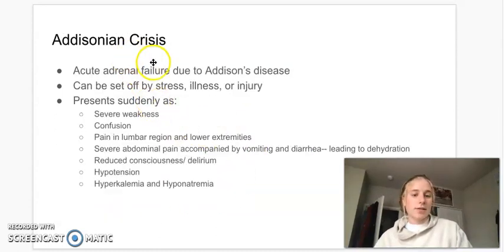So an Addisonian crisis is acute adrenal failure due to Addison's disease. It can be set off by stress, illness, or injury. And what happens here is someone doesn't have Addison's disease or they don't know they have it.